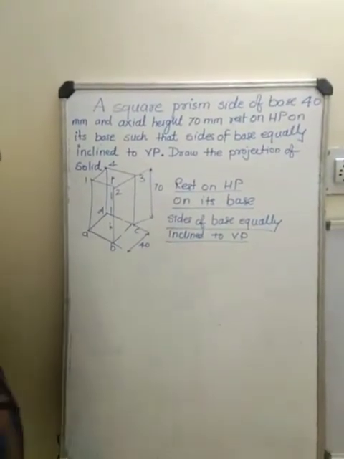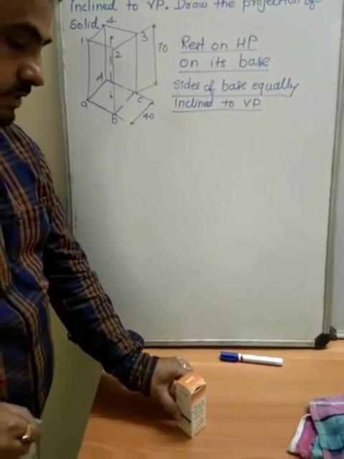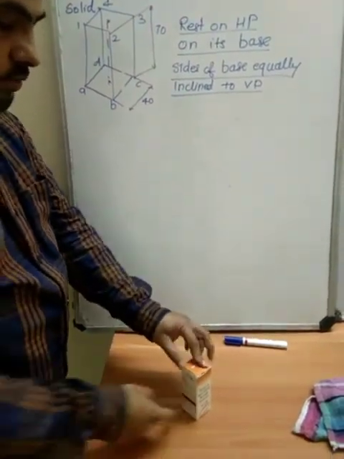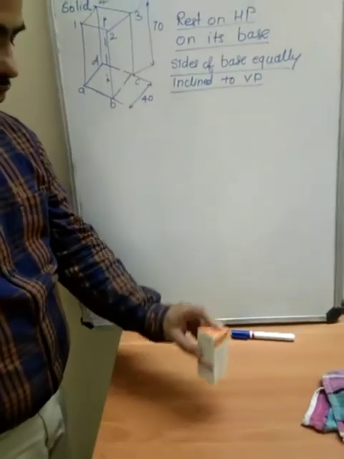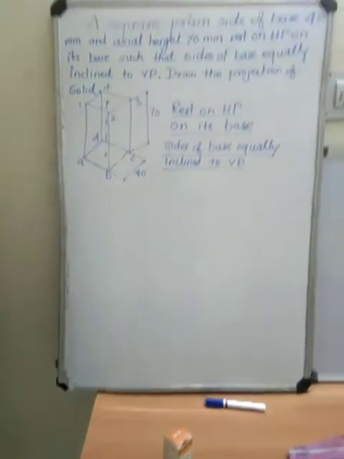Sides of base equally inclined to VP means you have to place the solid on HP, and the condition is all the sides are equally inclined to VP. That means you have to position the solid like that. Now this is the position of the solid.